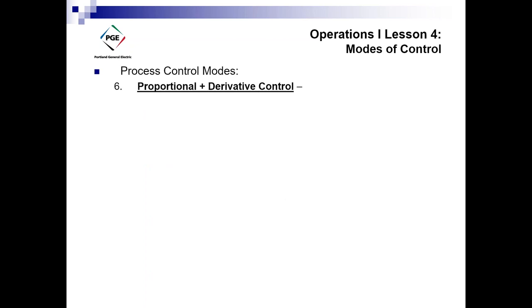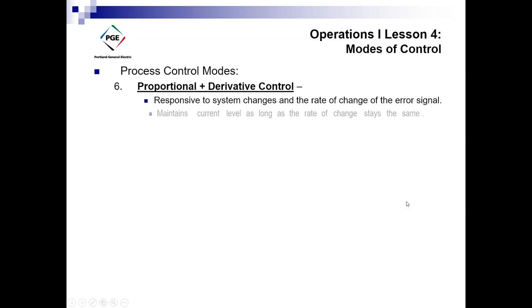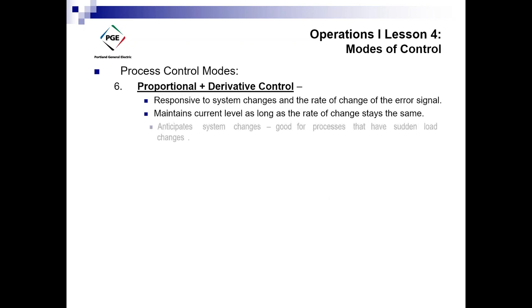Proportional plus derivative. I mean, you guessed it, the final slides will be proportional, integral, and derivative, PID. It's responsive to system changes and the rate of change of the error signal, or the rate of change of the system. It maintains the current level as long as the rate of change of the system stays the same. So if a system's changing at a constant rate, the error signal is constant. Anticipates system changes. So it's good for processes that have a sudden load change.